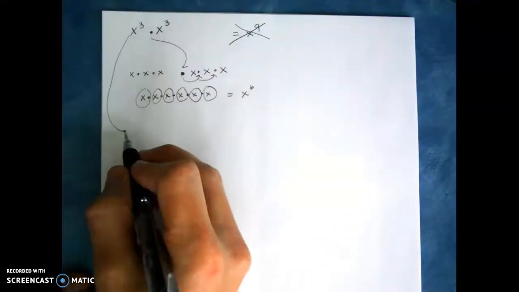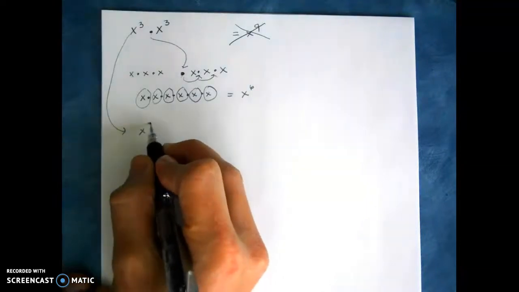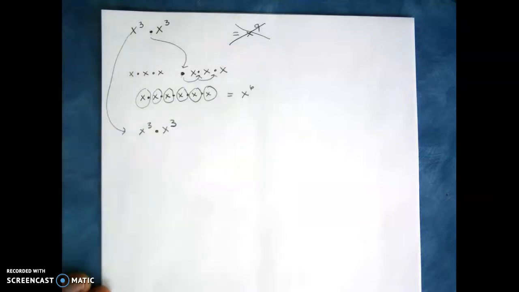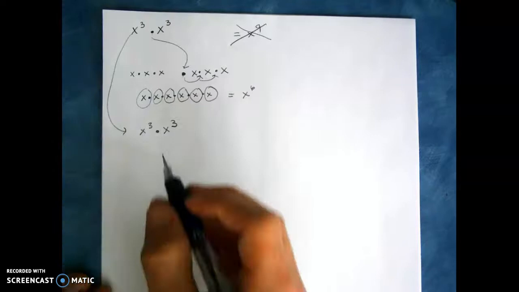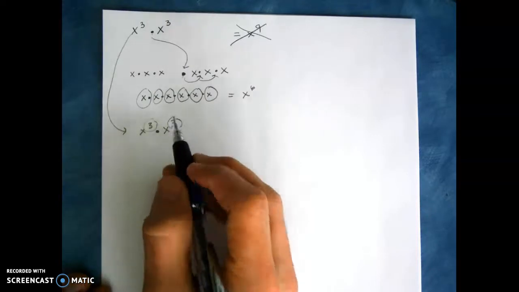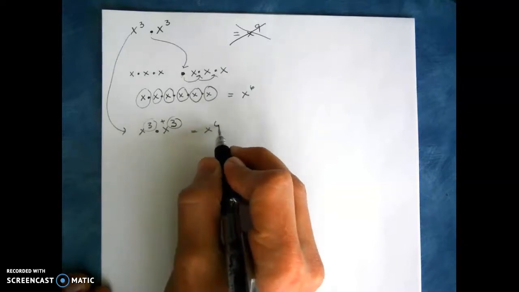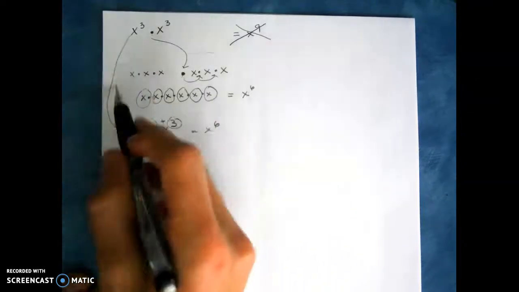So going back to this one right here, x to the third times x to the third. Well, what do we do to solve this? Well, when we're multiplying exponents with the same base, we take our exponents, we add them together to get x to the 6th. And this is the reason why we add them.